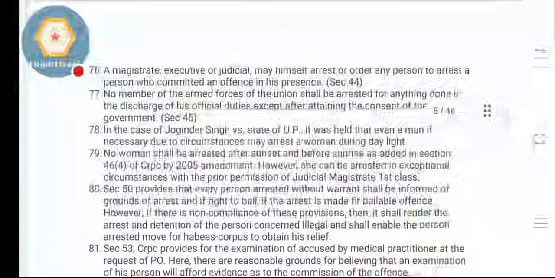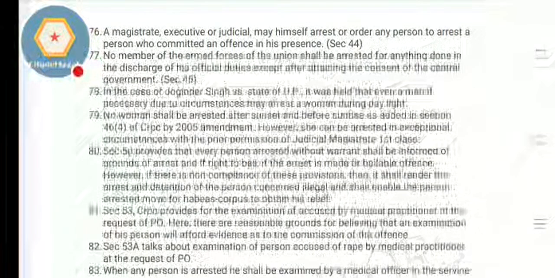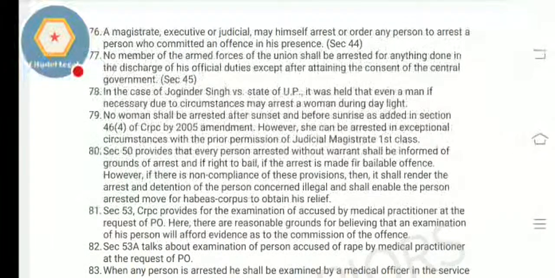Now coming to 78. In the case of Joginder Singh versus State of UP, very, very important, please note, it was held that even a man, if necessary due to circumstances, may arrest a woman during daylight. This is a very landmark judgment, a very important one.